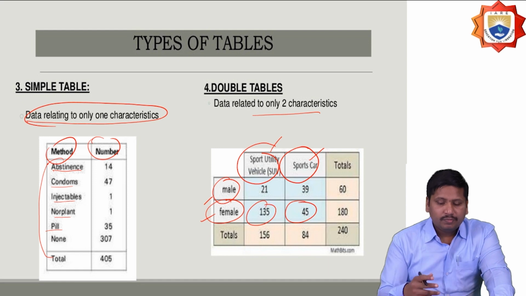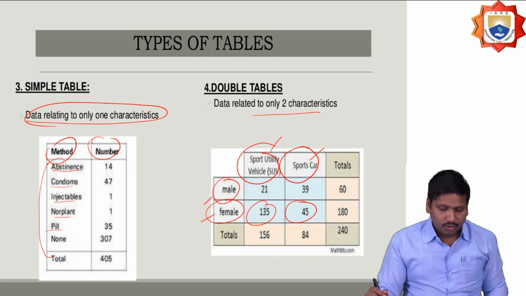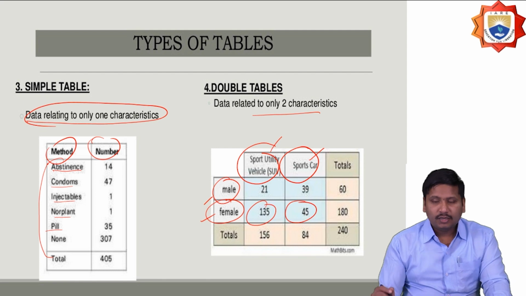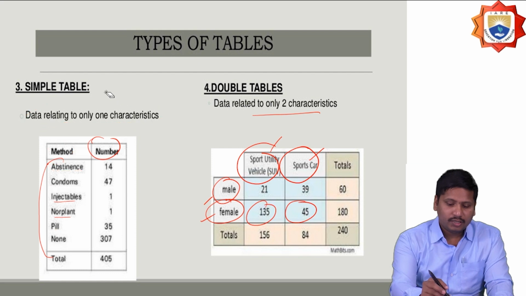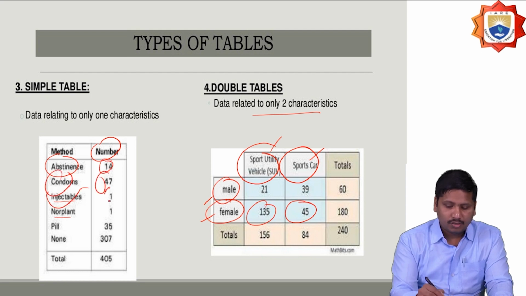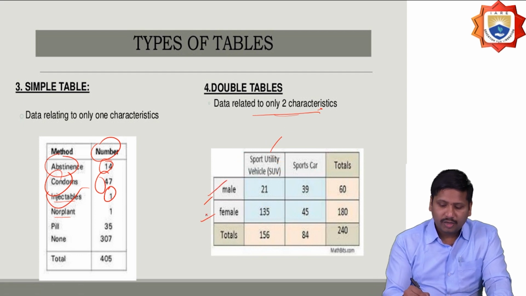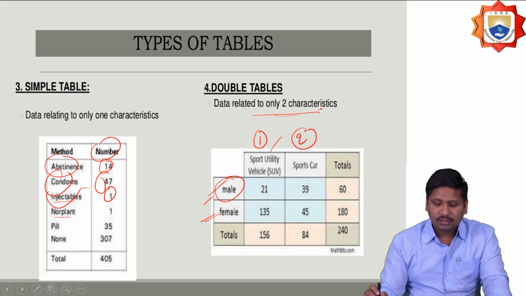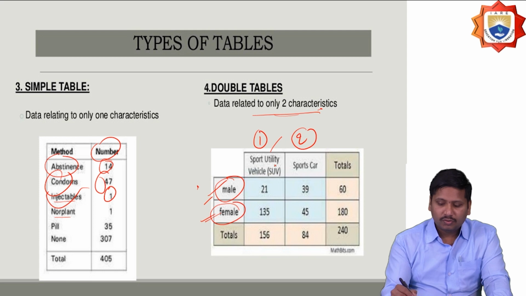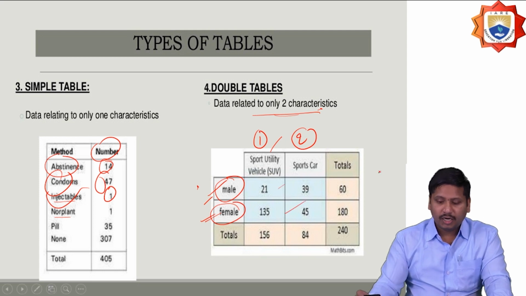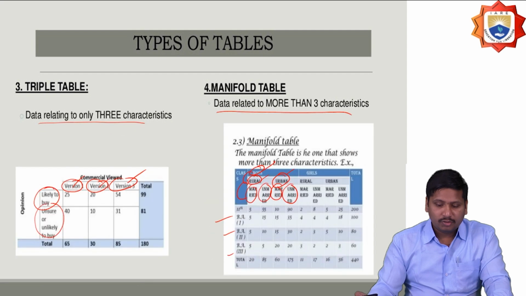A simple table means where the data relates to one characteristic, and a double table means where the data is represented by two characteristics. Simple means each attribute has only one characteristic, like the number. Similarly, if I go for two characteristics, I take one attribute, male and female: for male this is one characteristic and this is another characteristic, and similarly for female I maintain two characteristics. That's why it should be treated as a double table.